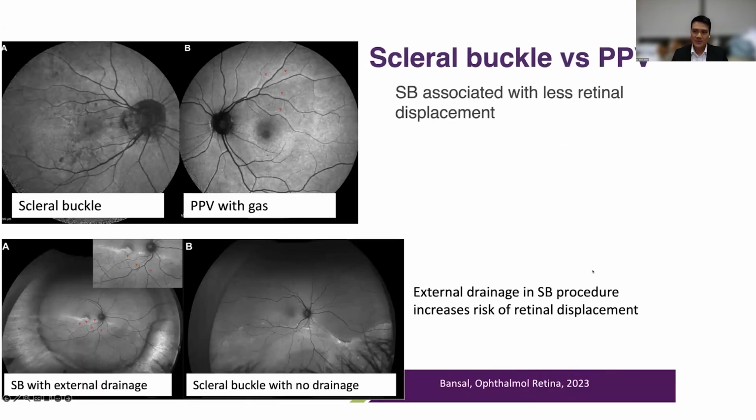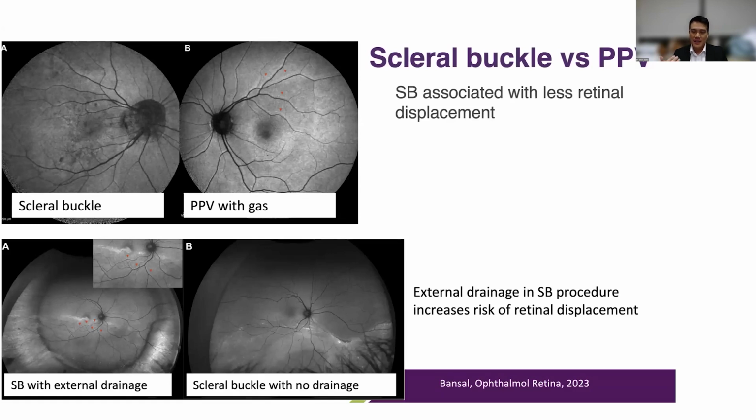And what about scleral buckle versus vitrectomy? As expected, scleral buckle is associated with less retinal displacement compared to vitrectomy. This is again likely due to the speed of subretinal fluid absorption. Because when we perform scleral buckling, even if we do external drainage of subretinal fluid, we cannot drain it as quickly or as thoroughly compared to vitrectomy with fluid-gas exchange.